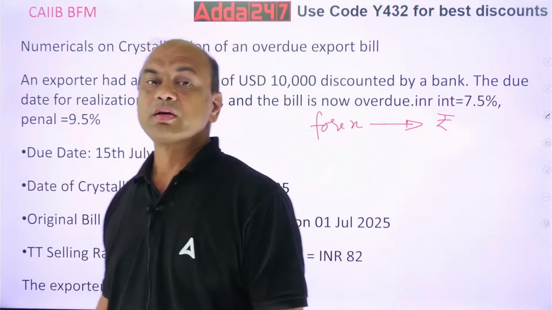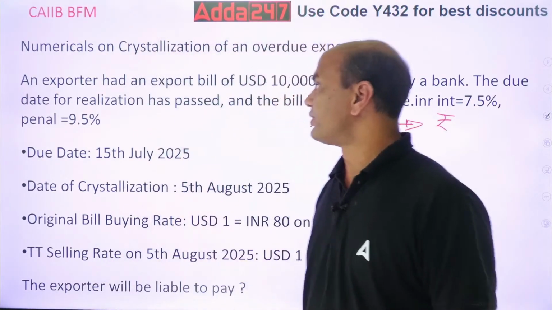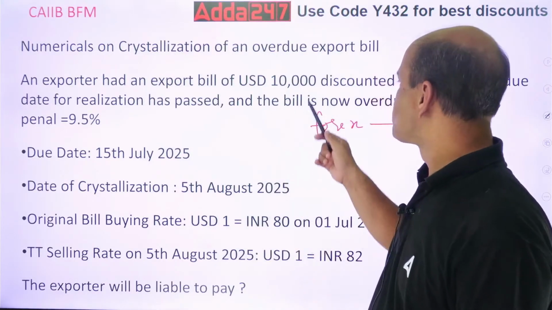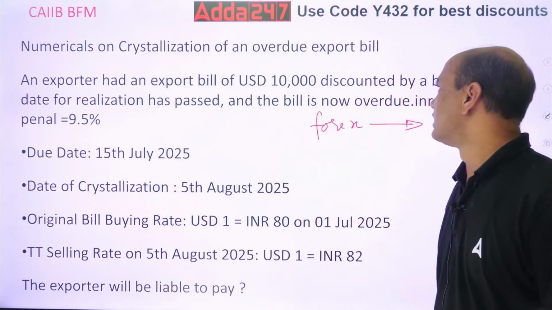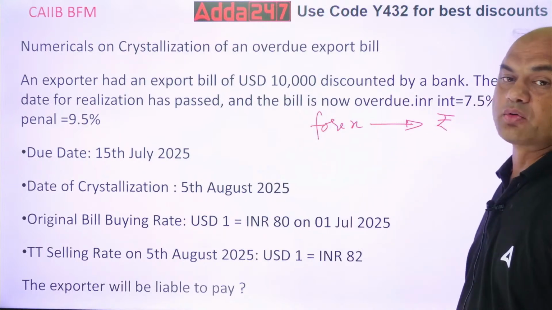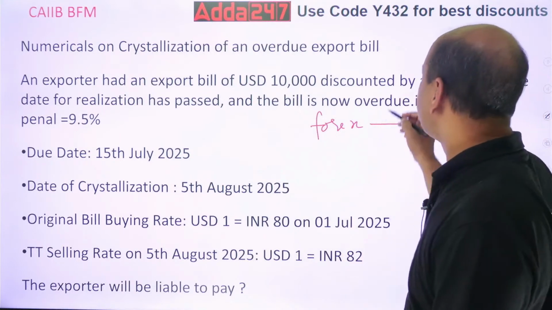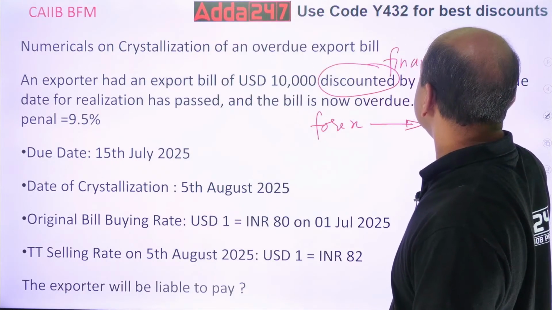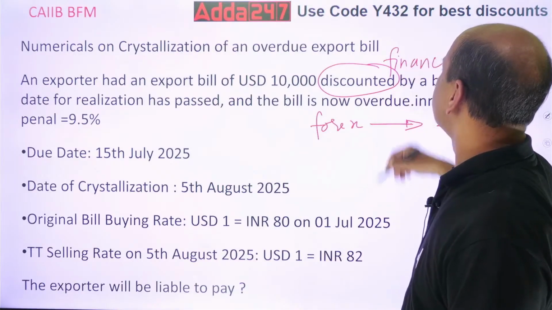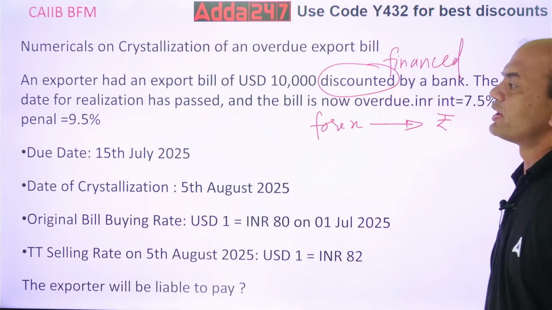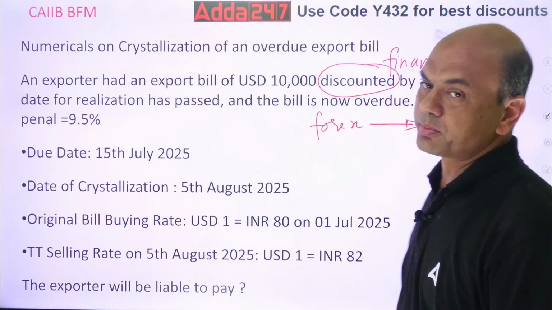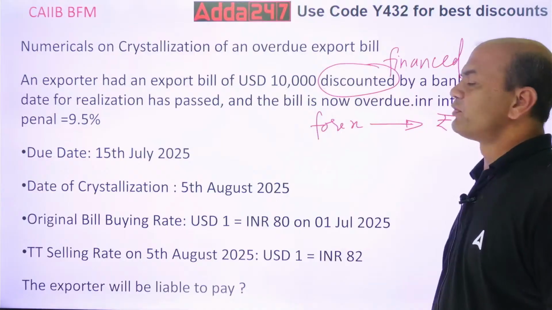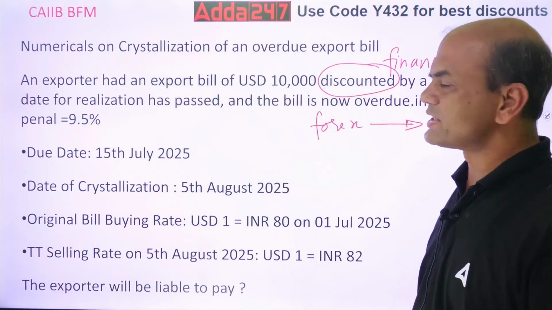Now, what is this numerical? An exporter had an export bill of USD 10,000 discounted by the bank. Discounted by the bank means the bank had given the finance. This was financed by the bank. Export means he had done some export a few months back, a few days back you can call it.